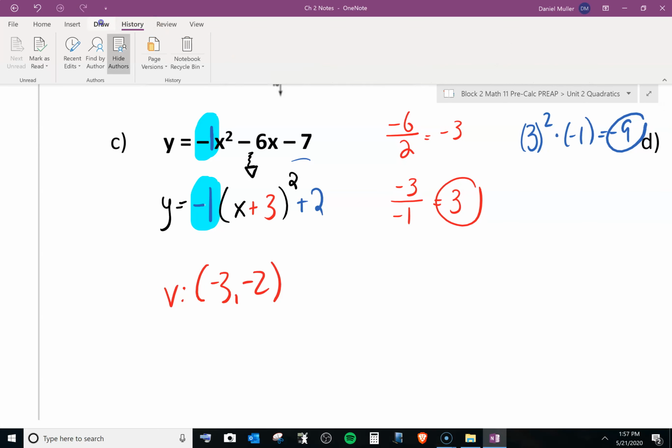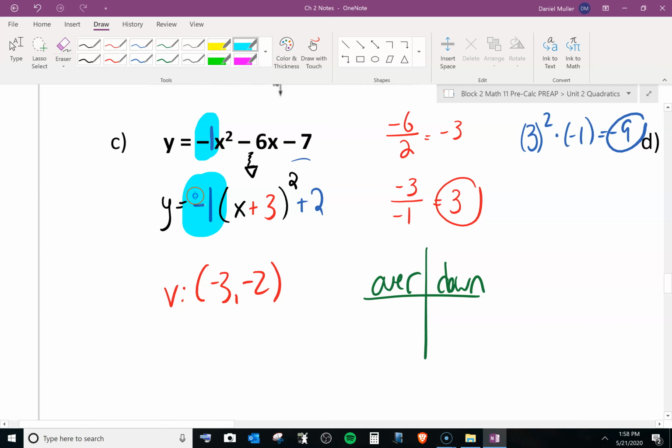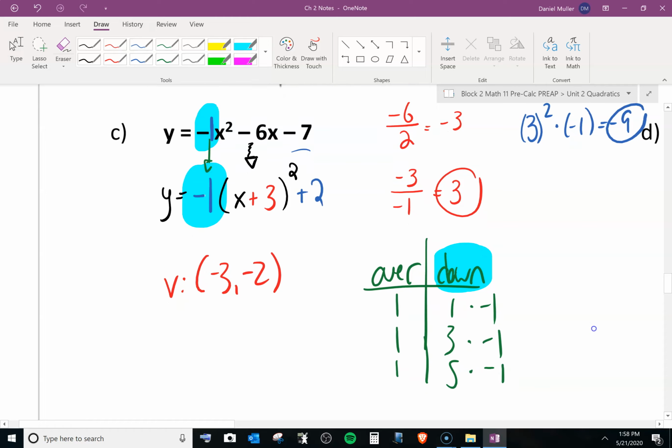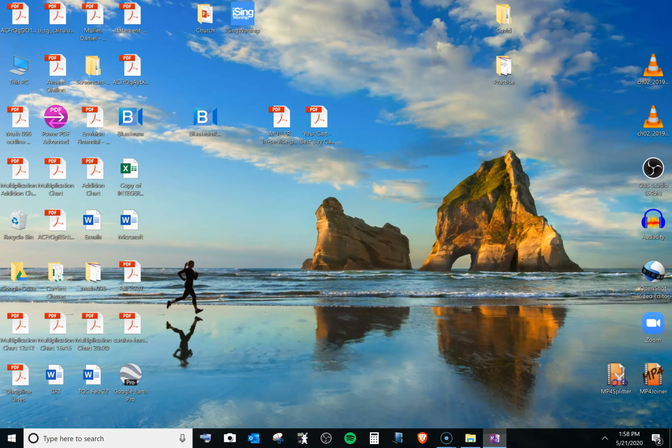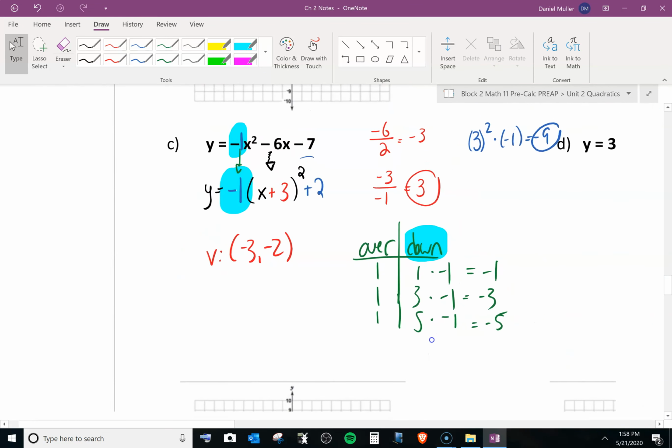And it is an over, up, down chart that I need to draw next. So there's an over, and it's a down because it is a -1. So negative tells me that this thing will head down. 1, 1, 1, 1, 3, 5 times by the number in front, which is -1. And it's -1 because you just carry that down. That's all there is to it. So this is -1, -3, and -5.